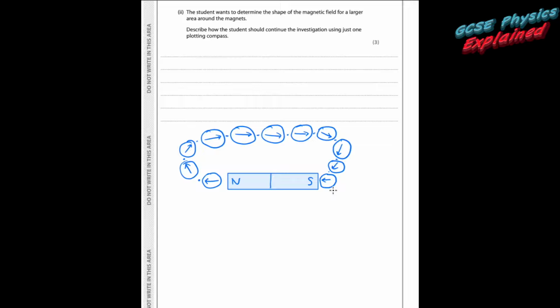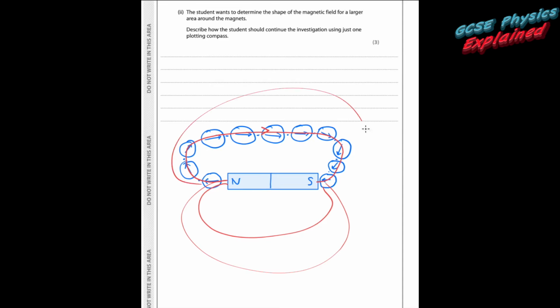And there you are. Then what you'd do is you'd connect all of those dots together, and then you'd know the shape, and also the compass shows you the direction of the magnetic field. If you did that on both sides, you'd end up with your lovely magnetic field pattern that looks a bit like a butterfly. Right, how to say that for 3 marks. Here we go.